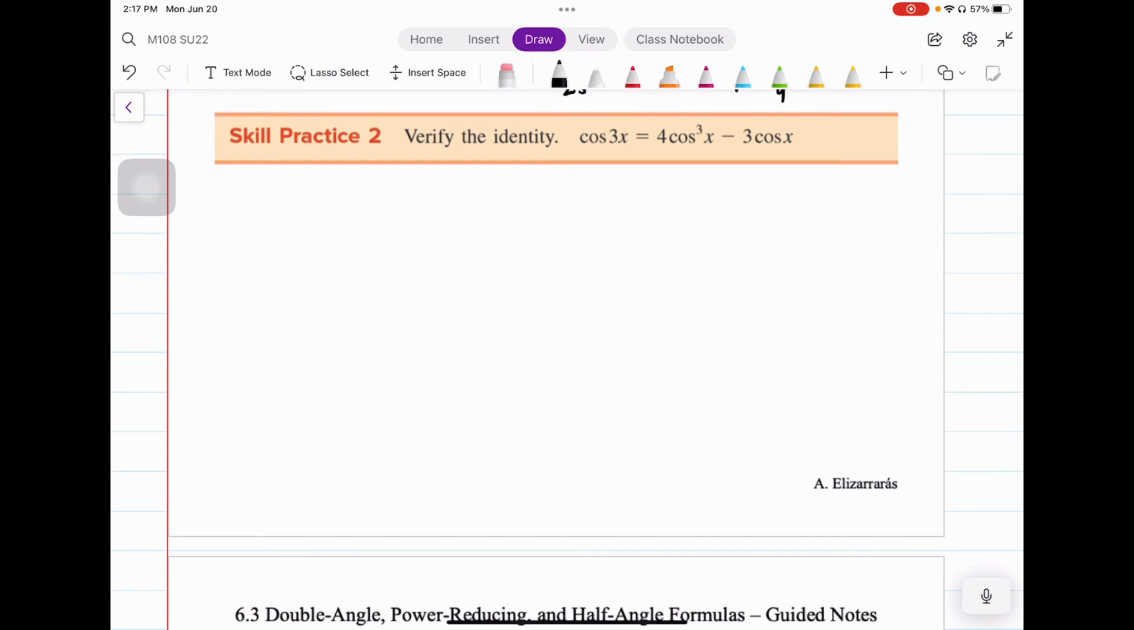Let's verify this identity where we have cosine 3x equals 4 cosine cubed x minus 3 cosine x. Now, I've got a 3x, which looks kind of like a double angle formula that I might want to use. The cosine to a third power means I want to probably do a power reduction. Let's try and see if we can break this up a little bit. The cosine of 3x is the same thing as cosine of x plus 2x, which looks to me like a cosine sum formula. Let's recall that.